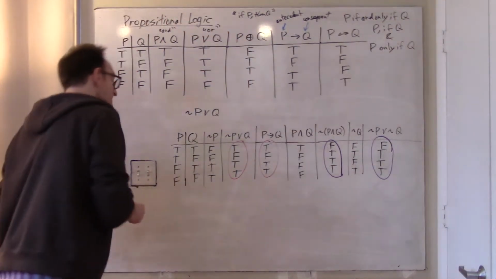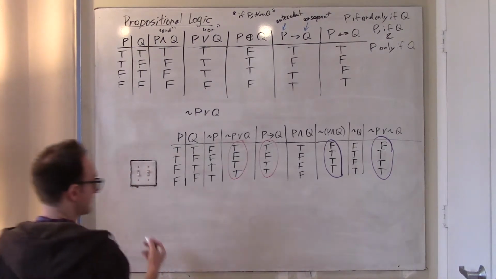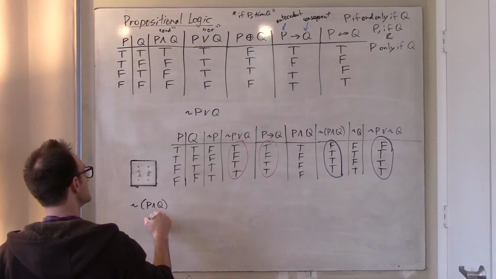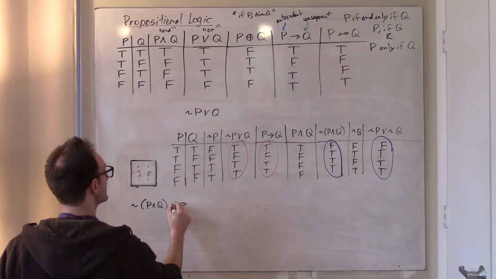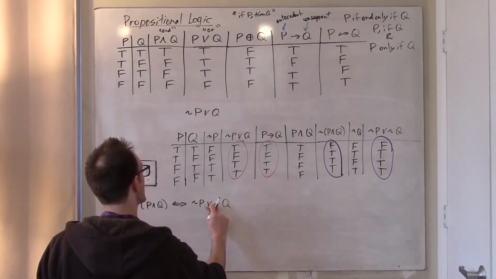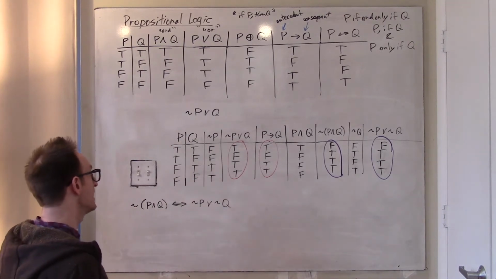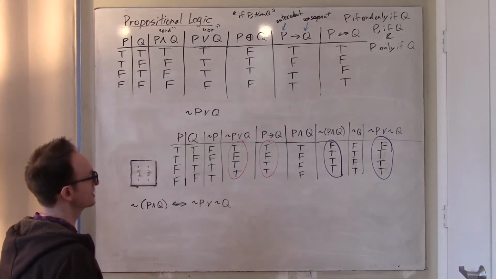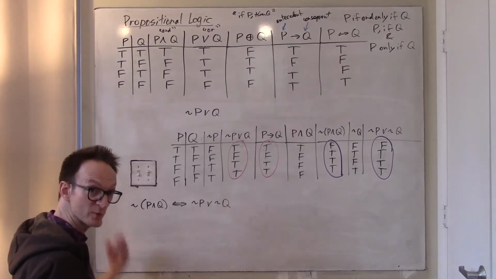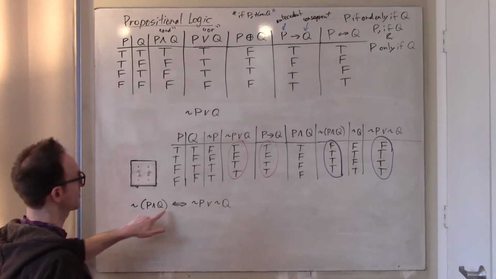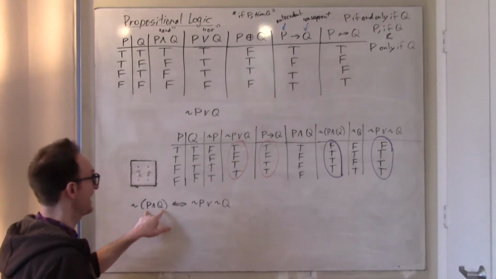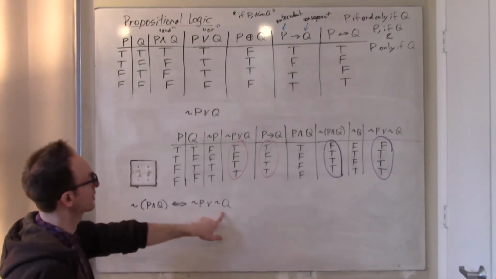Maybe I'm going to write this down: not P and Q is logically equivalent to not P or not Q. This is what's known as one of De Morgan's laws. De Morgan was a 19th century British logician and mathematician, and he was just the first one to have bothered to write down this very obvious fact, that if it's not true that P and Q, then it means that P is false or Q is false.